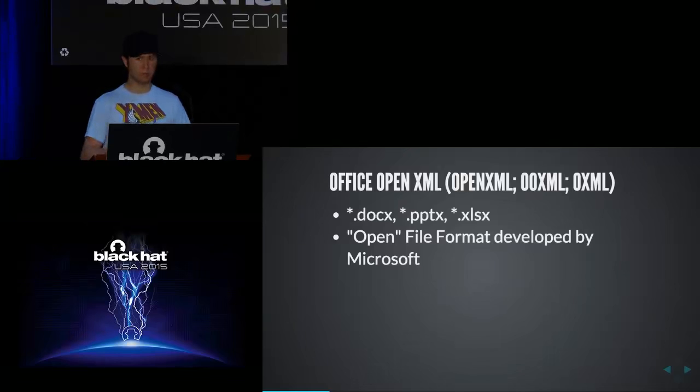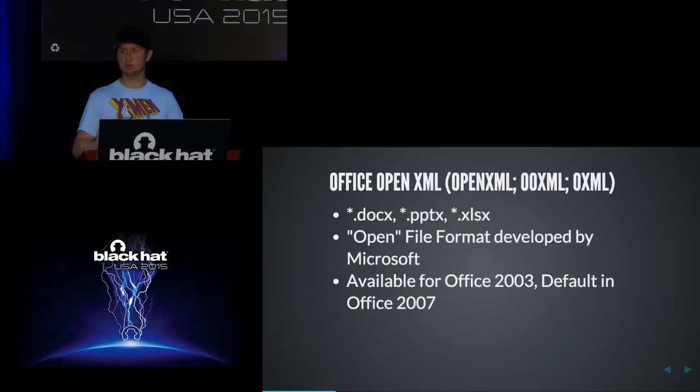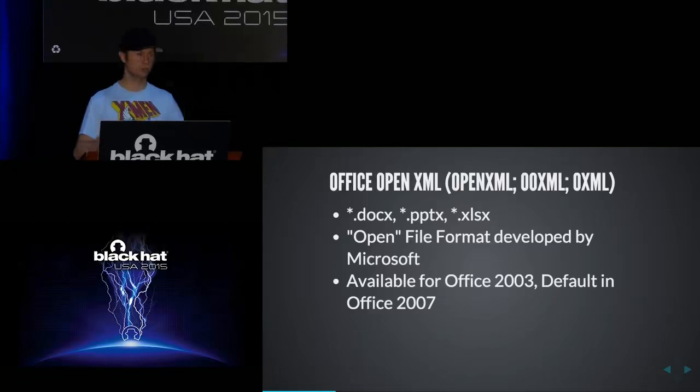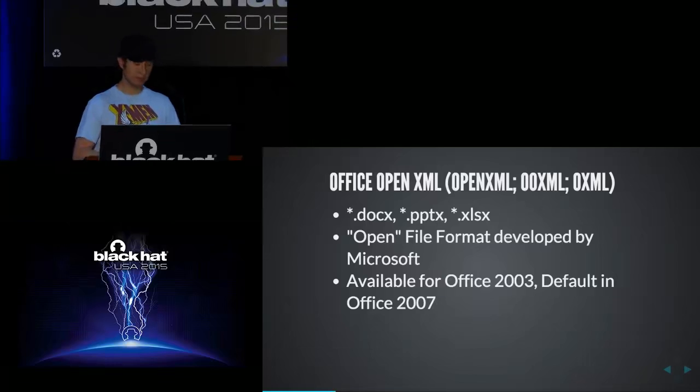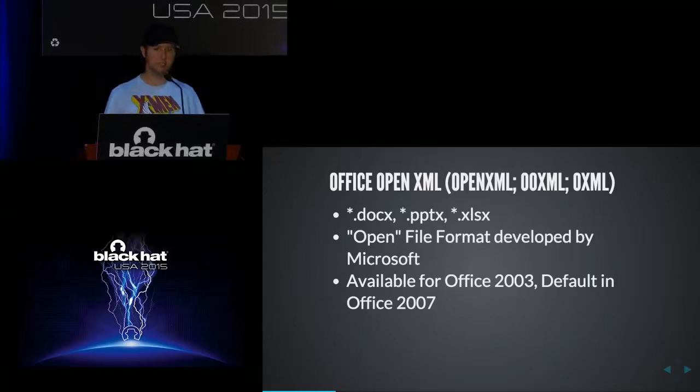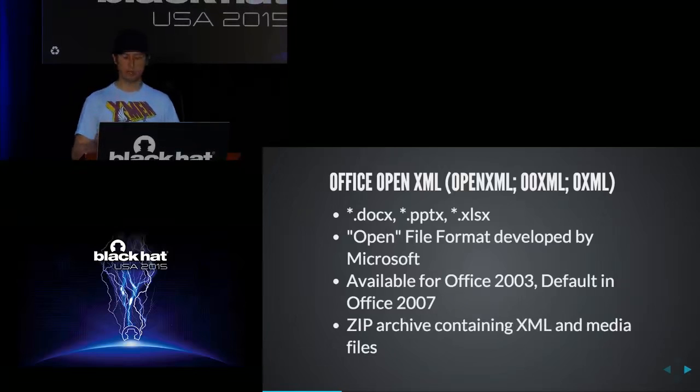It's broken up into 4 parts. They're pretty extensive. Part 1 is 5,000 pages long. It's basically an encyclopedia of the format itself. And the goal of having it open was to create interoperability, right? Before this, it was doc, it was .rtf. So by making it open, the hope was to have other people developing software to open it up and allow people to analyze or use these documents. It was available for Office 2003, then became default in Office 2007, and now it's pretty much the standard for the most part. The format itself is basically just a zip archive containing XML, with media files inside of it.